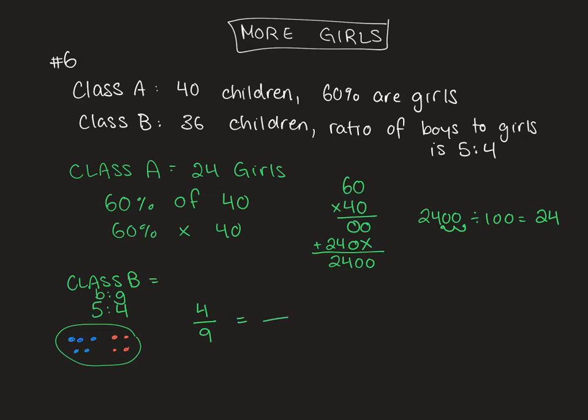If we have the total number of students is 36, can we figure out the number of girls at the top? So 9 times 4 is 36, so 4 times 4 is 16, which means there are 16 girls in class B. So which class has more?